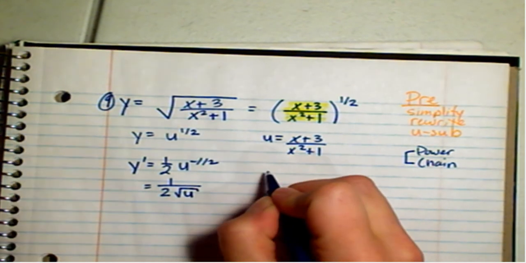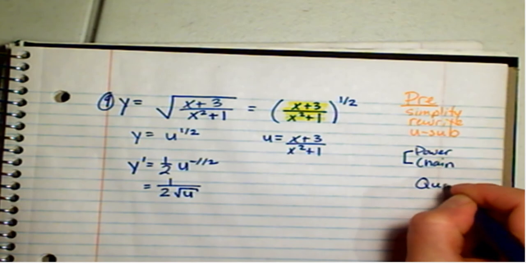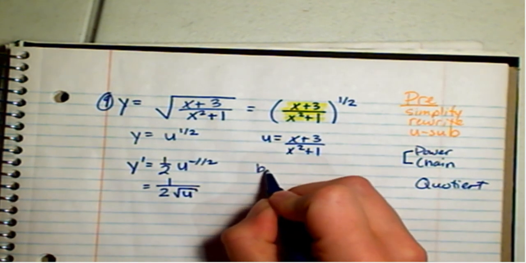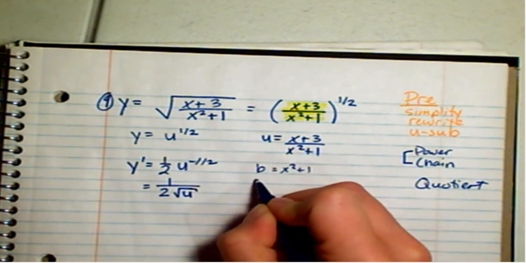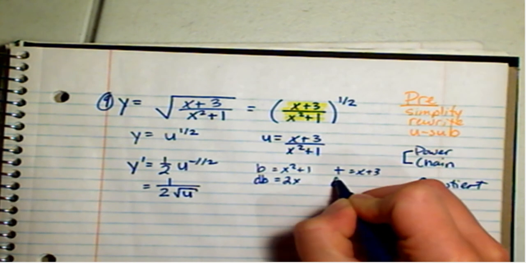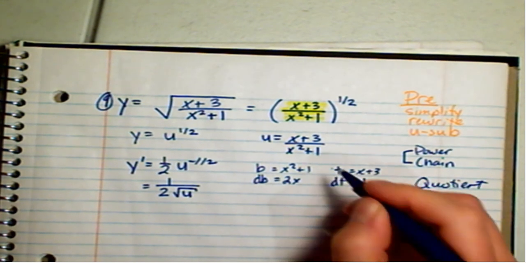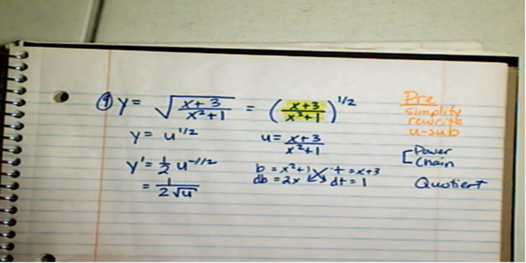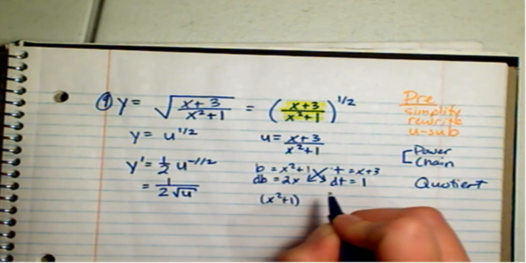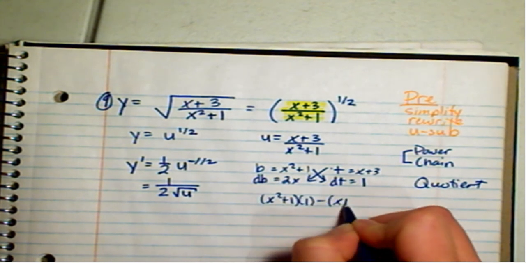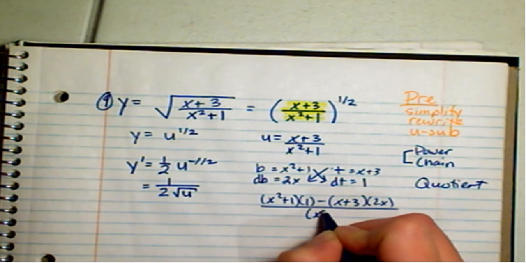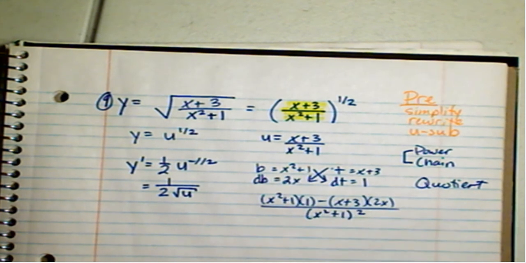All right, u prime. Oh, now I get the quotient rule after I've started the problem. Okay, bottom, derivative bottom, top, derivative top. Right, bottom, derivative top, minus top, derivative bottom, all over the bottom squared. Okay.